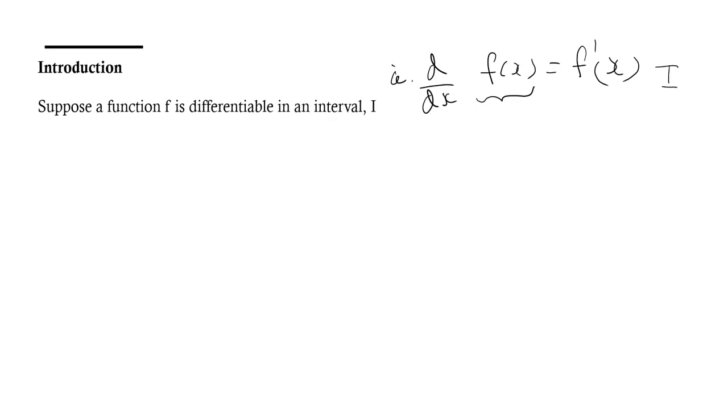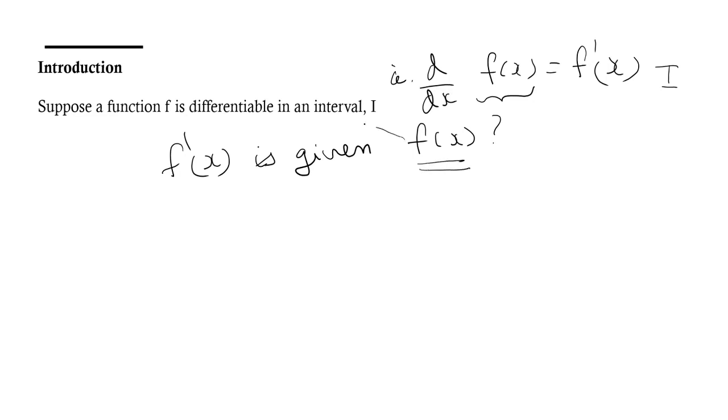Here, what happens if f dash of x is given? If f dash of x is given and we are asked to find f of x, then what is the process? The process of finding f of x when f dash of x is given is called integration. And this f of x is called the antiderivative or integral of f dash of x.